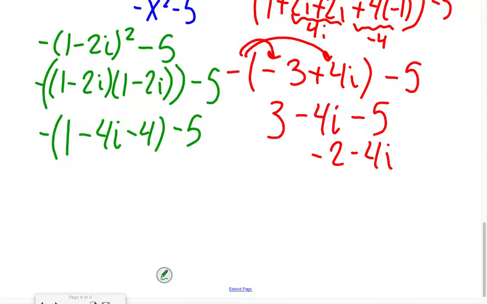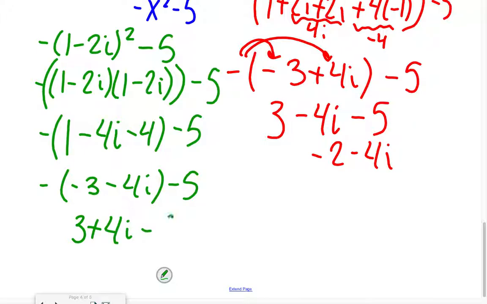1 minus 4 is negative 3. What do I do with my negative sign out front? 3 plus 4i. What's my final answer? 3 minus 5 is how much? Negative 2, plus 4i.